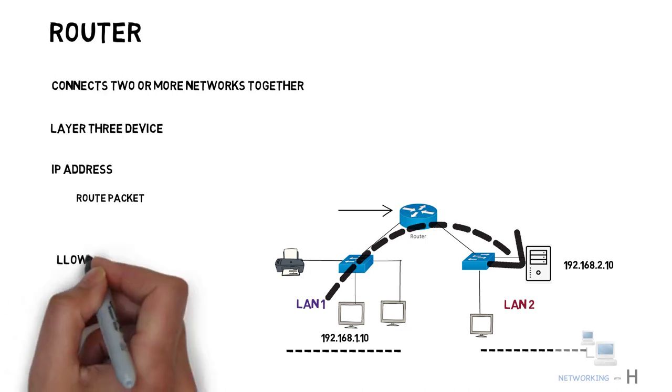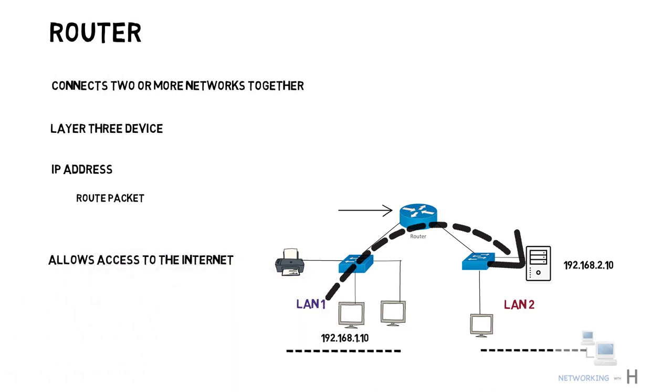In addition to connecting multiple networks together, the router also allows network devices to communicate and multiple users to access the internet. As the name implies, it routes traffic between the devices and the internet, or between devices on the other LAN.